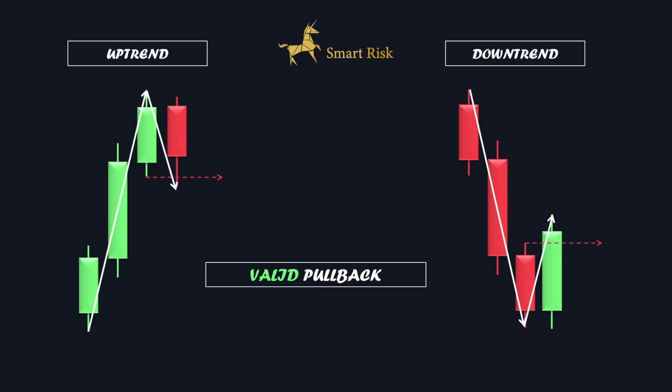To solidify our understanding of pullbacks, let's examine more examples. Consider a series of bullish candles as illustrated. After forming 3 consecutive bullish candles, the price forms a temporary pause, marked by the emergence of 3 bearish candles, before resuming an upward push.